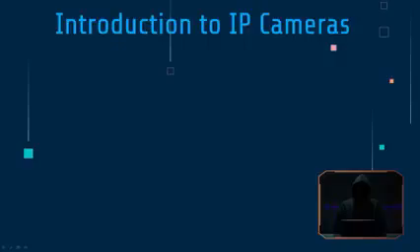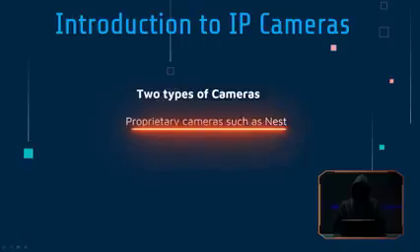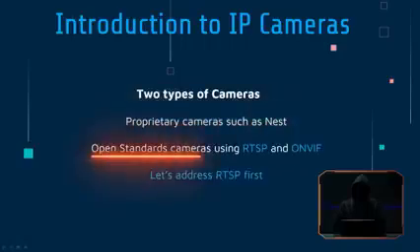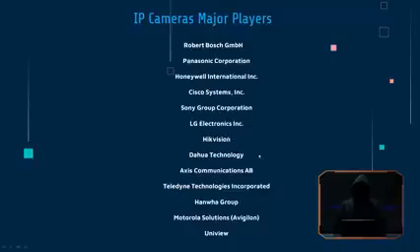So as this slide shows, there's at least two types of cameras out there. There's these proprietary cameras, like the Nest cameras, and then there's the open standard cameras, which are the vast majority of the cameras. And these use RTSP and ONVIF. These are two of the protocols that are used in these cameras. In some cases, these cameras use both of those protocols.